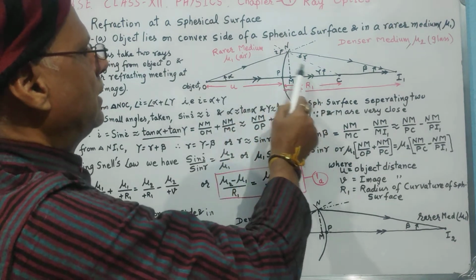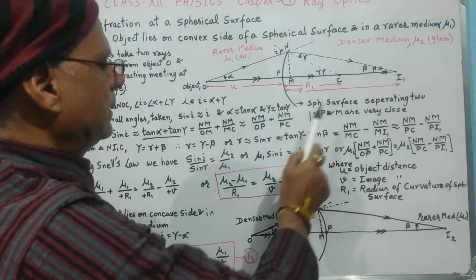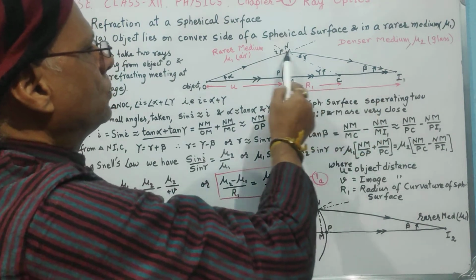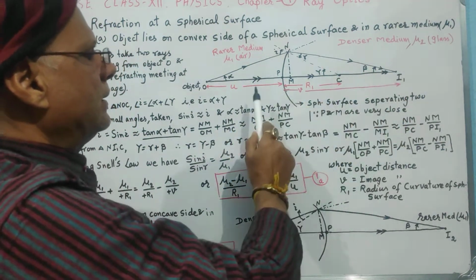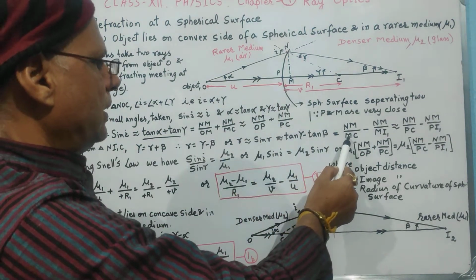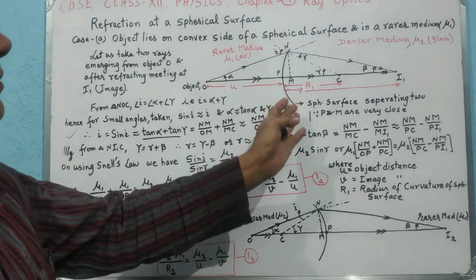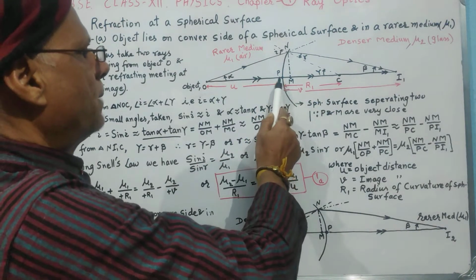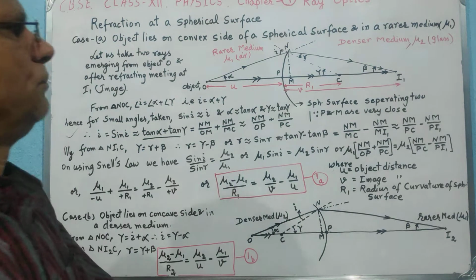You see gamma will be equal to NM by CM minus tan beta, where you see tan beta, this is angle beta, so tan beta will be NM upon MI1, and therefore since M is lying very close to P, we can replace CM by PC and MI1 by PI1. Again we want to convert it in some standard format, because PC is equal to the radius of curvature and PI1 is equal to the image distance.